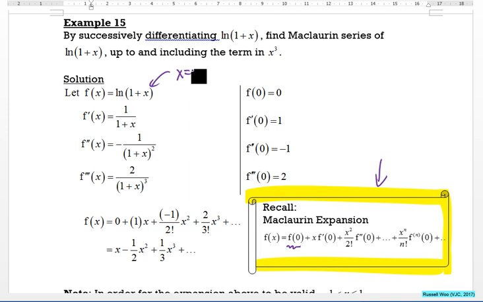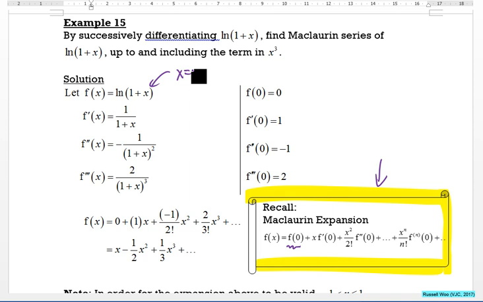How do I get this f prime(0)? I have got to differentiate one time, which is not difficult. I get 1 over (1 + x). After that, I need to evaluate f prime at x equals 0. I substitute 0 in, I get 1, because 1 divided by 1 is 1. Then I differentiate one more time, I substitute 0 in, I get negative 1. I differentiate one more time, I substitute 0, I get 2, and so on.